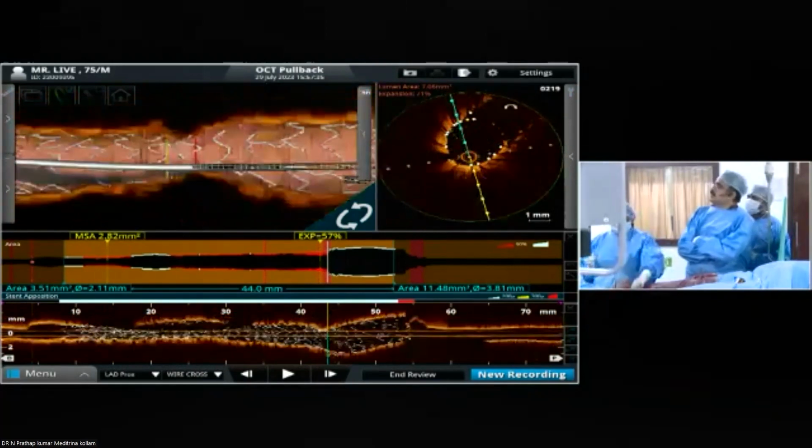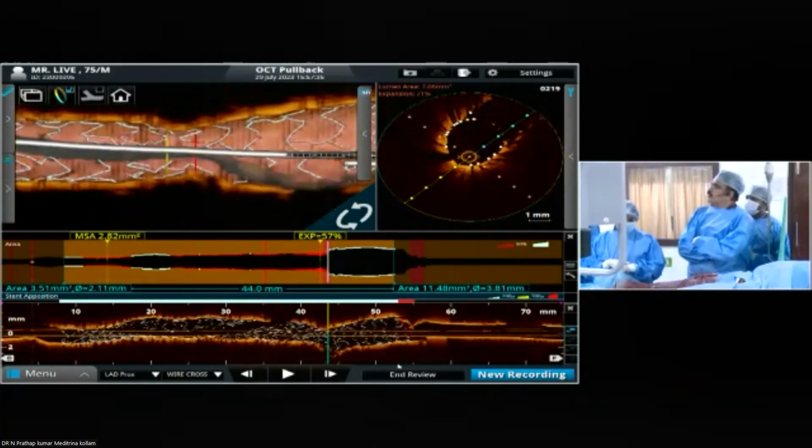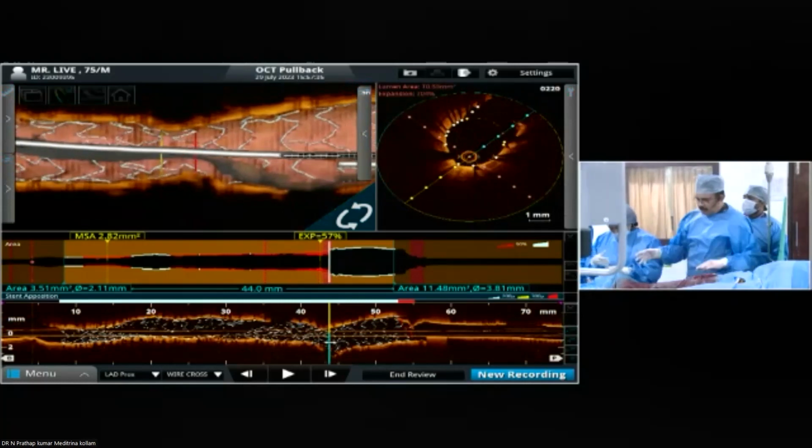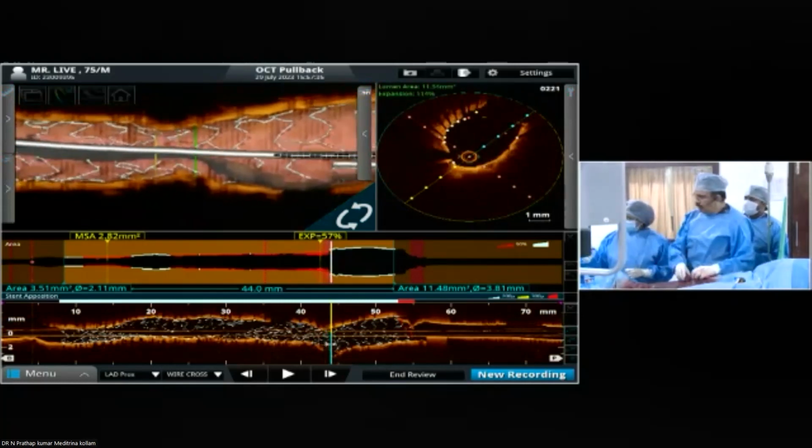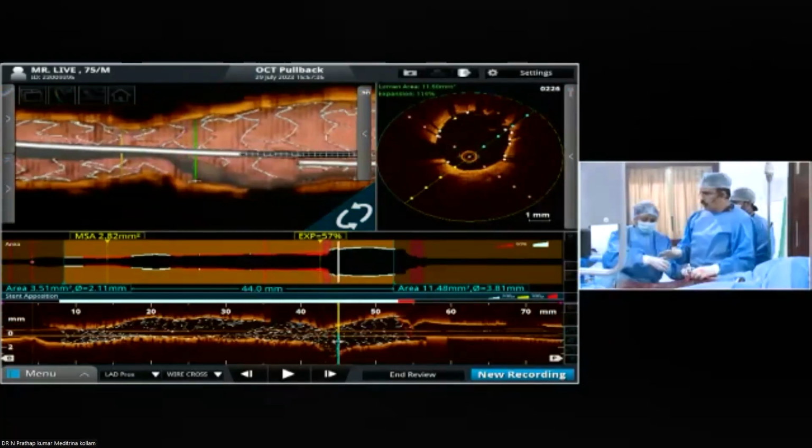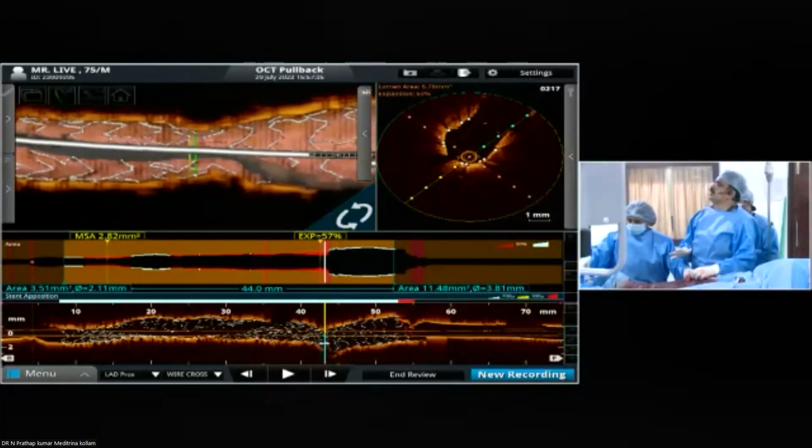Bifurcation. No, we did not do a bifurcation balloon inflation. Can you take the balloon? We did not do the balloon inflation. We did not do a crushing now. We wanted to know how many struts are there.